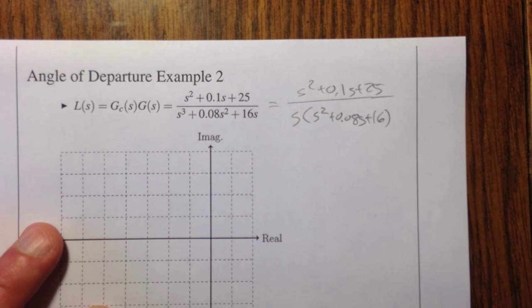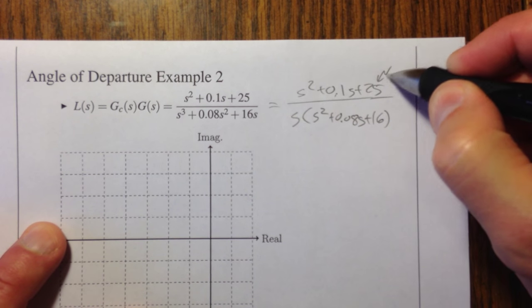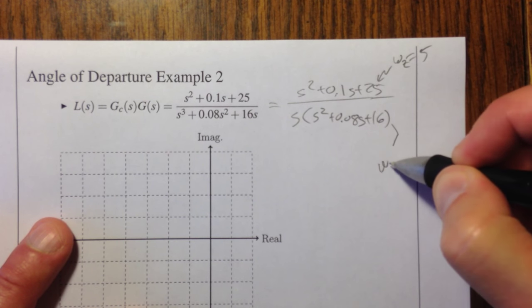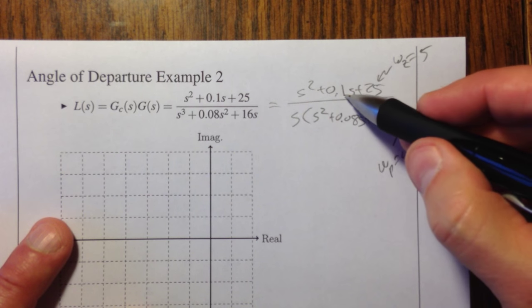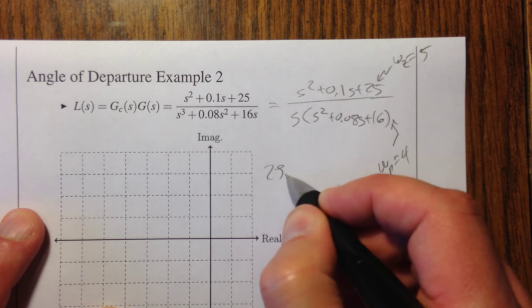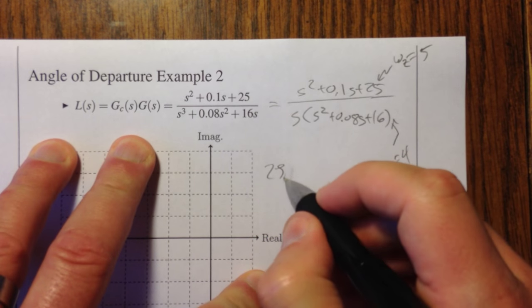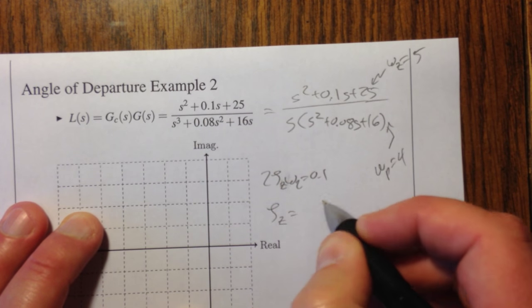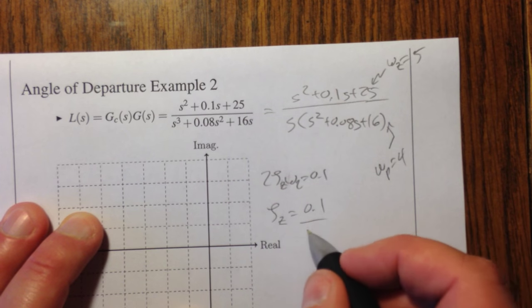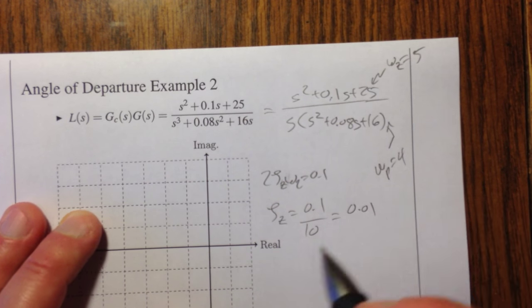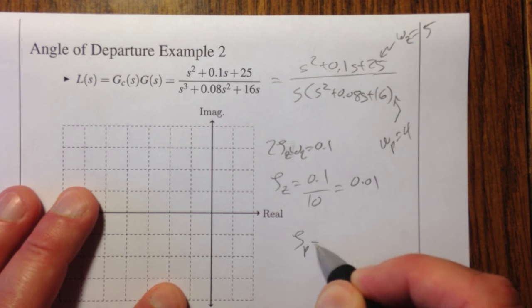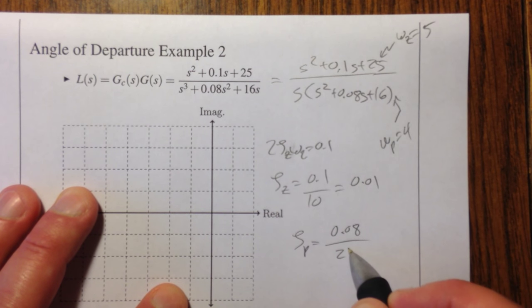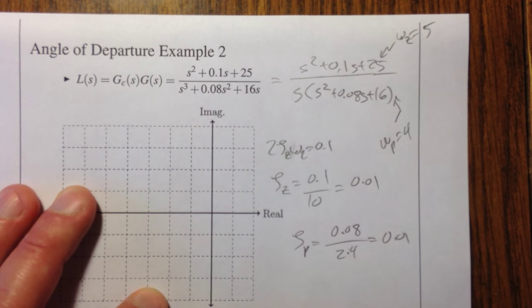And so if I take my standard form and analyze that, I'm going to get an omega z equal to 5 and an omega p of 4. So 2 zeta z omega z is equal to 0.1. And so zeta z is equal to 0.1 divided by 10, so it is 0.01, pretty small. And then zeta p is equal to 0.08 divided by 2 times 4, so also 0.01, also very small.